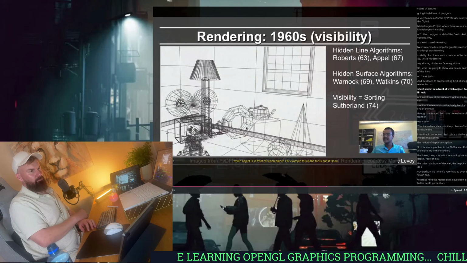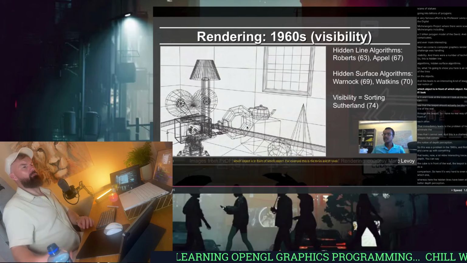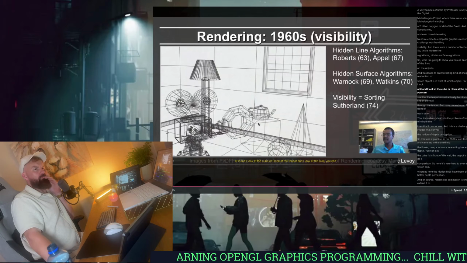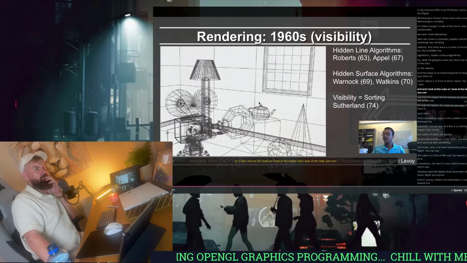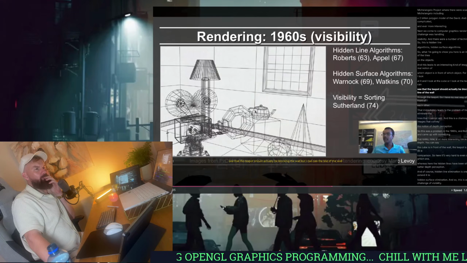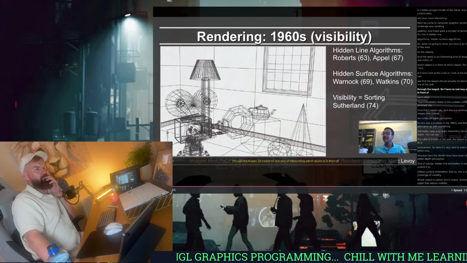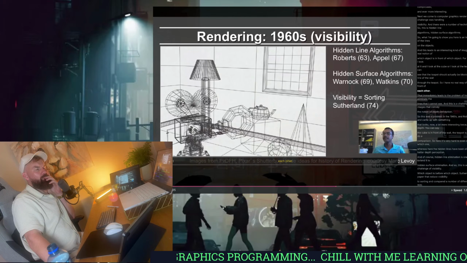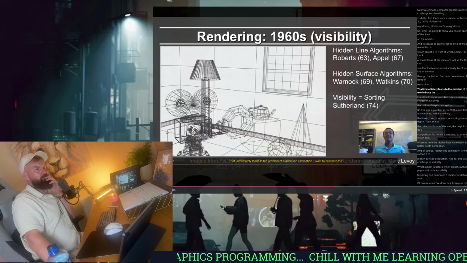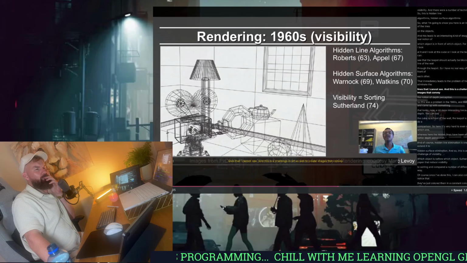For example, this is the torus, and if I look at it and I look at the cube, or I look at the teapot and I look at the wall, you can see that the teapot should actually be blocking the wall, but I can see the line of the wall through the teapot. And so I have no real way of interpreting which object is in front of each other. That immediately leads to the problem of hidden line elimination. I want to eliminate the lines that I cannot see.